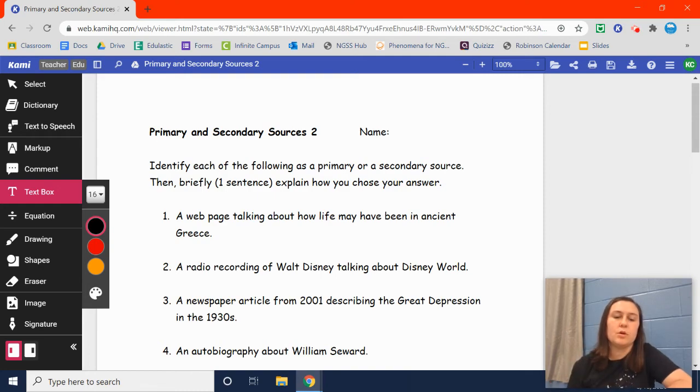We are going to work on the primary and secondary sources 2 worksheet. This will be just part 1, which is numbers 1 through 10. This one's a little bit more in depth because we are not just putting primary or secondary, we are putting our explanation. We want to briefly, no more than 1 sentence, put why, our support for why we chose what we chose, primary or secondary.